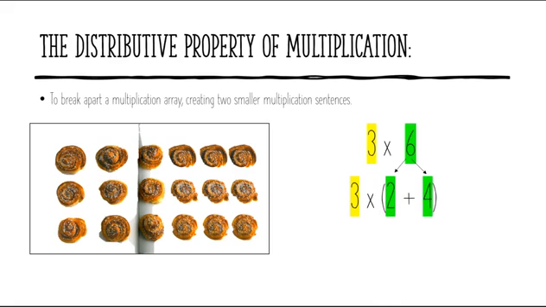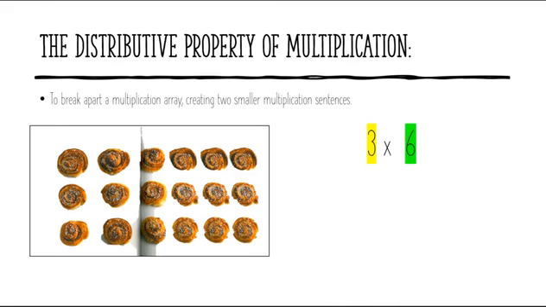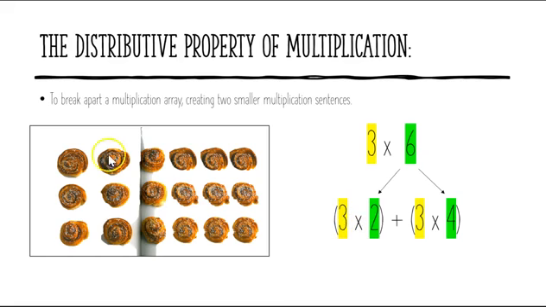Or I can show it like this: 3 times 2, which is this page, and 3 times 4, which is on this page of my recipe book. Then I solve the parentheses first. 3 times 2 equals 6. And then these parentheses, 3 times 4 equals 12.